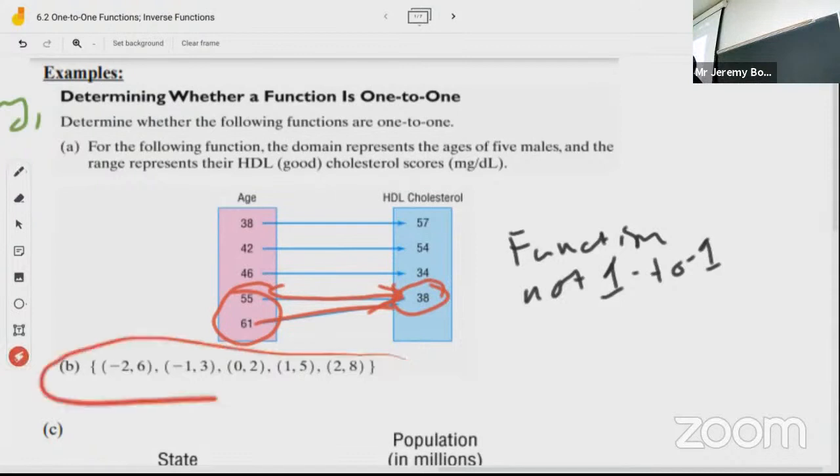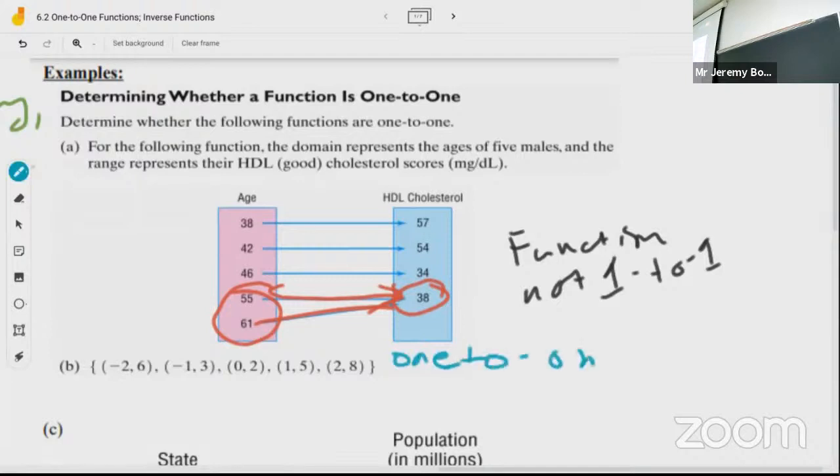What about this one right here? It's a relation written out through ordered pairs. So -2 is mapped to 6, -1 is mapped to 3, 0 is mapped to 2, 1 is mapped to 5, and 2 is mapped to 8. That is a one-to-one function. Every input is mapped to a unique single output, right? Any questions on that before I go?